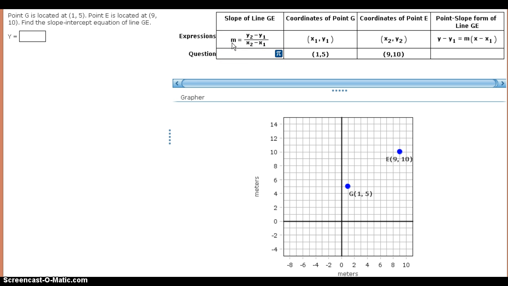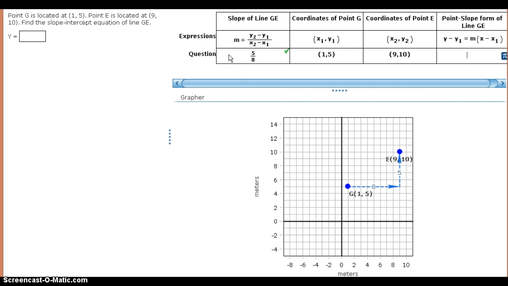And for that, I'm going to just type it in as a fraction. So y2 in this case is 10 and y1 is 5. So the top should be 10 minus 5. The bottom of this fraction is x2 minus x1. So it's 9 minus 1. So I end up with 5 over 8 after I simplify that.